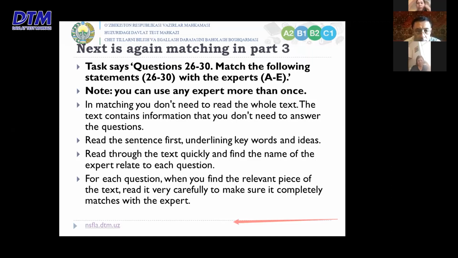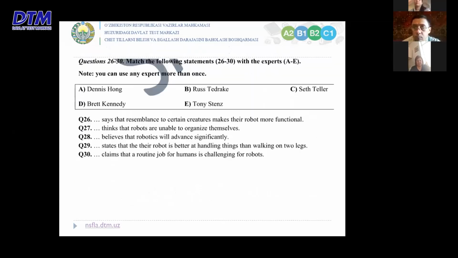Read the sentence first, underlining keywords and ideas. Read through the text quickly and find the name of the expert related to each question. For each question, when you find the relevant piece of the text, read it very carefully to make sure it completely matches with the expert. Here is the cut from our sample. There is A to E, names of the experts. Dennis Hong to Tony Stans.